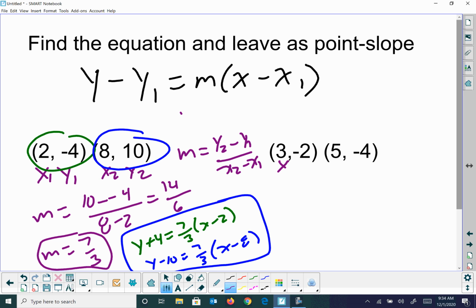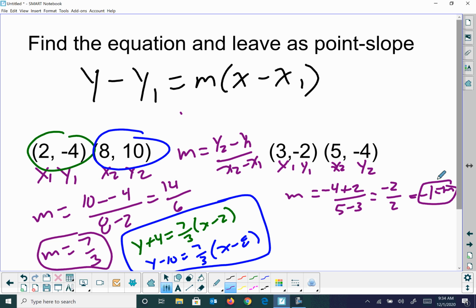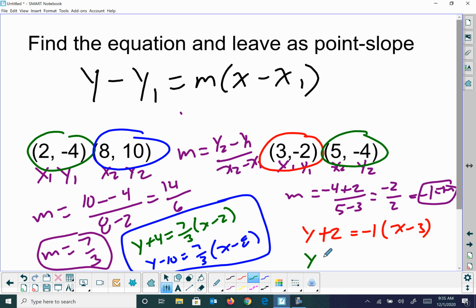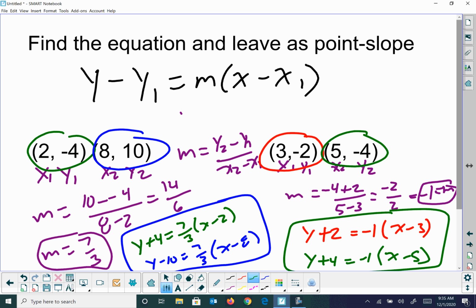All right, so again, I'm going to label this x1, y1, x2, y2. So I'm going to get negative 4 minus minus 2, so 4 plus 2. And then 5 minus 3. So that's going to give me negative 2 over 2, which comes out to negative 1. And again, depending on which point you use, so y minus minus 2 is y plus 2. Or if you use this as your x and y minus minus 4 is y plus 4. And again, both of these answers are correct, so it's your choice which one you want to use.